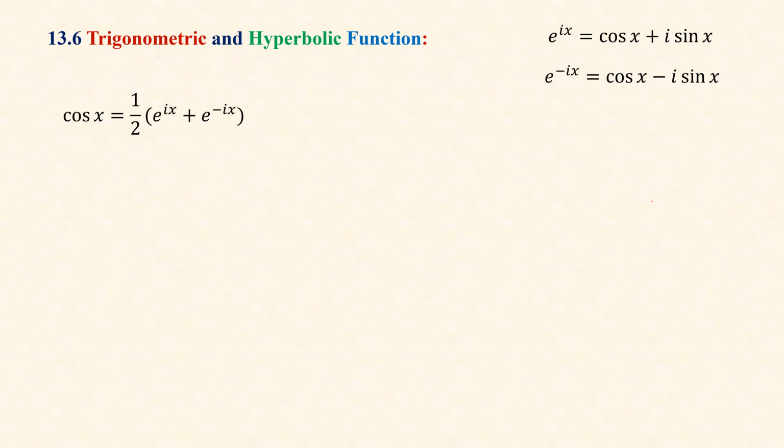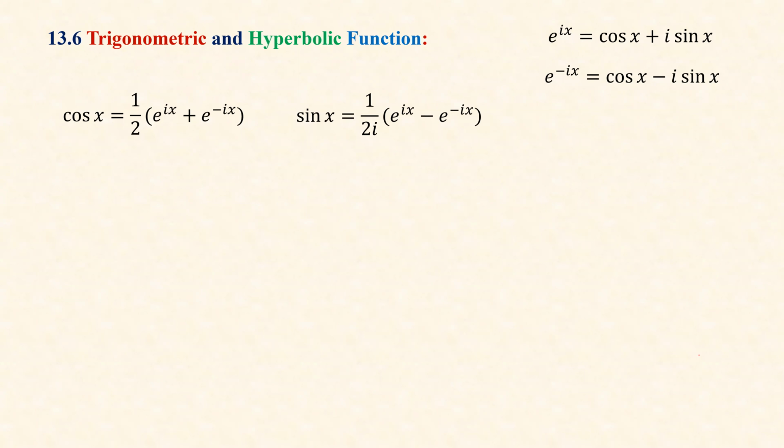And sine of x is, if you subtract these two, e to the ix minus e to the negative ix, cosines cancel, and then you get 2i sine x. And then if you divide by 2i, you get sine. So sine x becomes 1/2i times e to the ix minus e to the negative ix. Make sense? So these are the cosine and sine functions with real x. X is real in here.